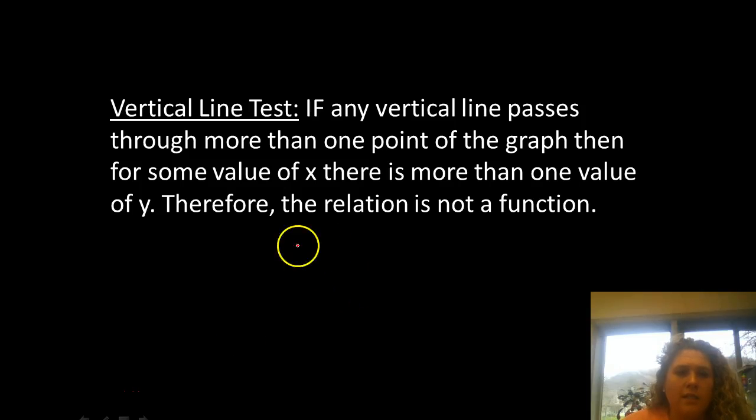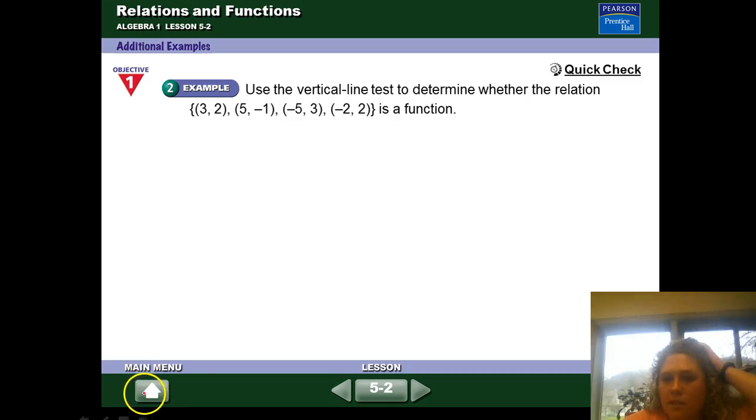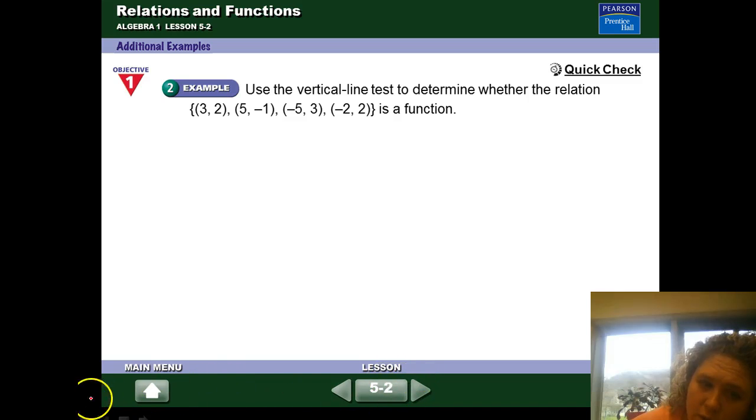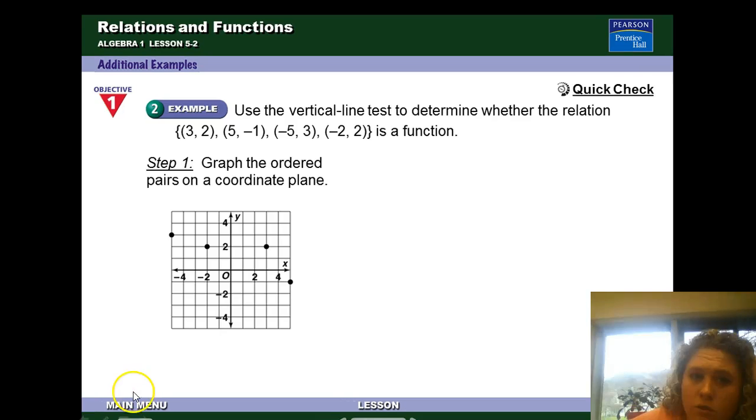This is your vertical line test definition. Please write it down in your notes. Push pause. So in this next example, we are going to see if it is a function by using a vertical line test. So the first thing we've got to do is graph your coordinates onto a coordinate plane. So graph your ordered pairs here onto a coordinate plane. Do that. You should check, and your ordered pairs should match up here.